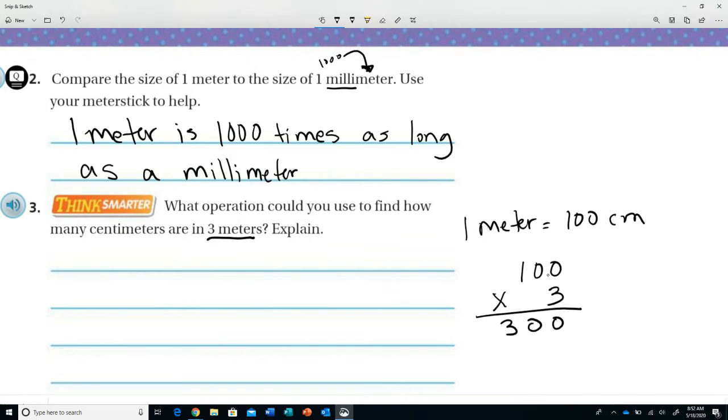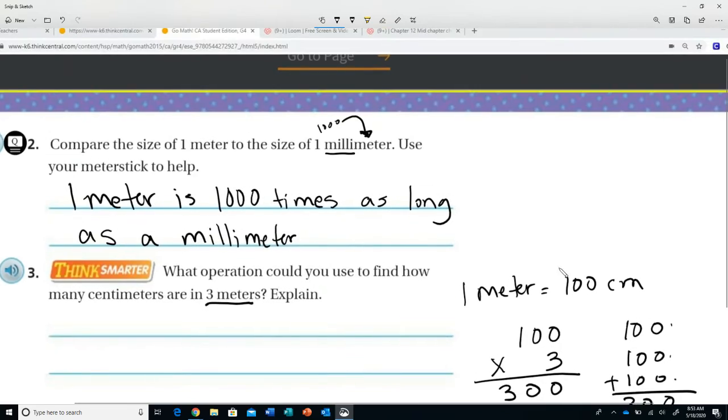Or because it's only 3, you could add. Each one of these is my length of a meter written as centimeters, so 100 centimeters plus 100 centimeters plus 100 centimeters will still give you 300 centimeters. So you decide on your explanation here. How are you going to proceed with this question? Do you want to multiply? Do you want to add? That's your choice. So hopefully that helps you out on this question.